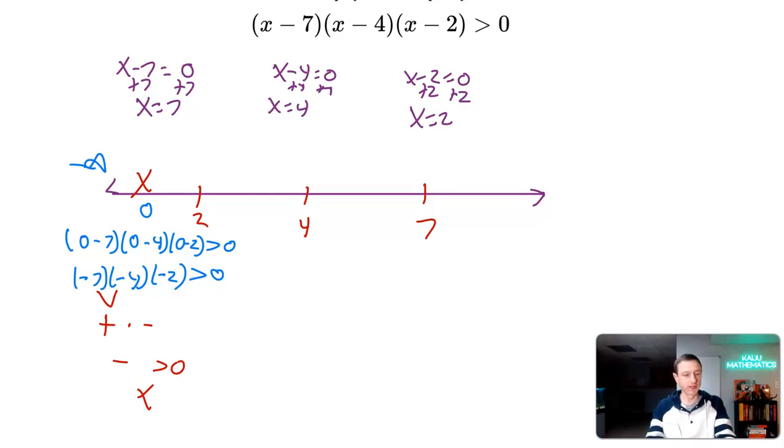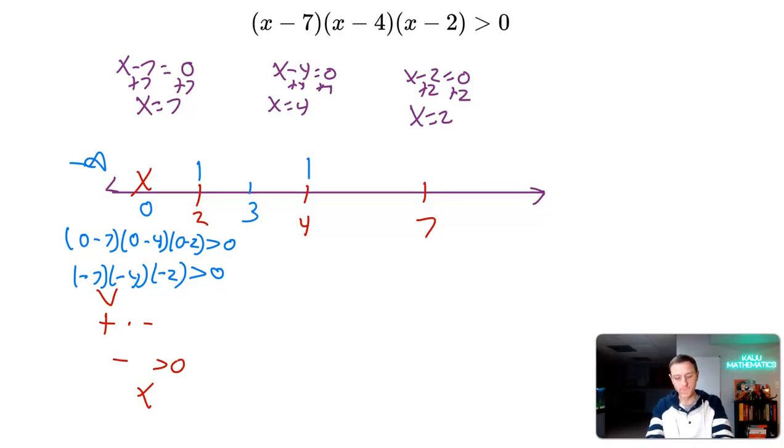Next, I want to do a number in the interval from 2 to 4, meaning I was going to pick 3. So in the interval from 2 to 4, here to here, I want to pick a number that's in there. So I guess 3 would probably be our most straightforward.